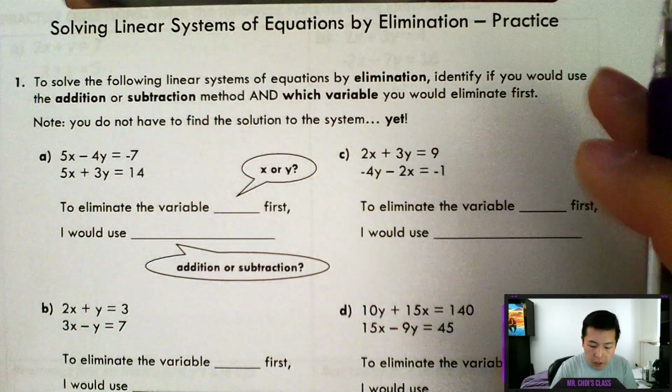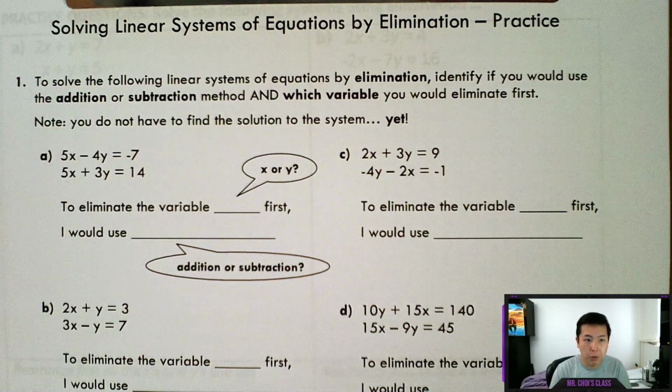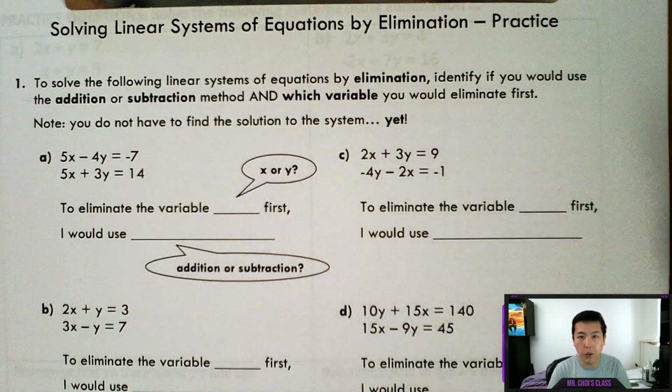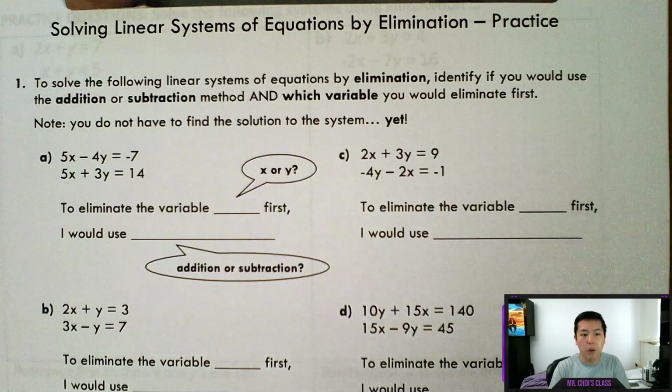Solving by elimination. With elimination, it was different from substitution because we're not just substituting or putting one equation into the other. We completely get rid of a variable. Yes, you can do the homework. That's fine. If you want to do it, you can do it.